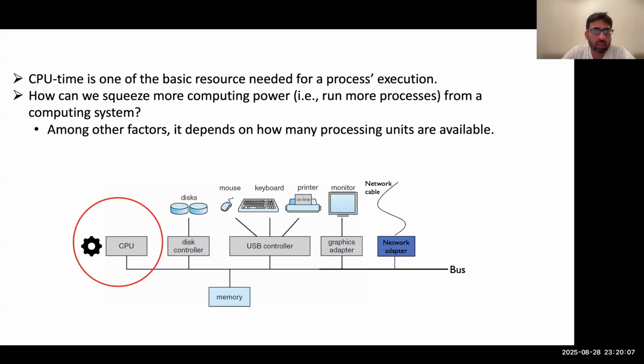Because if there is only one single CPU, then it means... Do you have a question, or have you unmuted yourself by mistake? Okay.